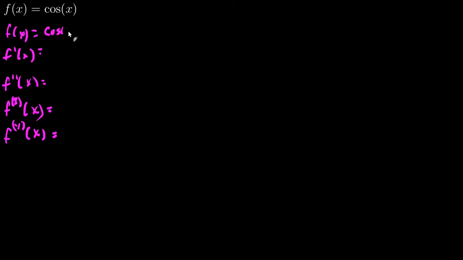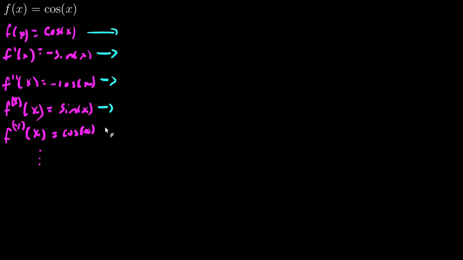F is cosine. The derivative is negative sine. The derivative of that is negative cosine. The derivative of that is positive sine. And the derivative of that is positive cosine. And I'm not forgetting the ellipsis this time. I'm going to skip along, like the notation I used in the last video.